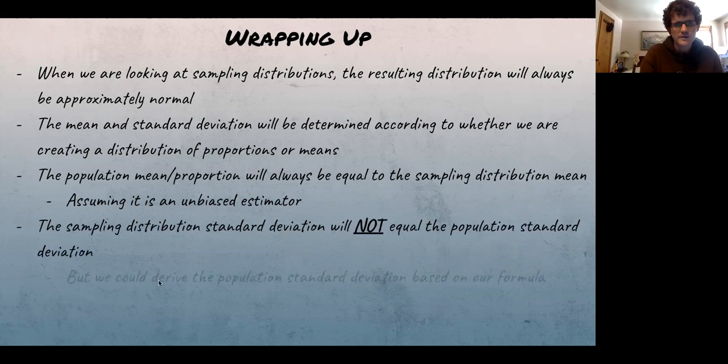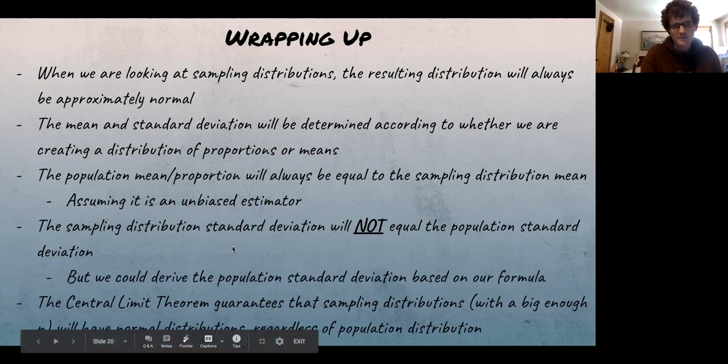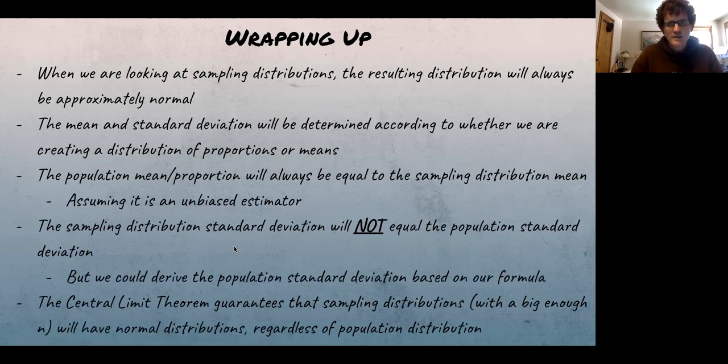The central limit theorem, just to recap what we talked about today, guarantees that the sampling distribution will have normal distributions regardless of the population distribution.